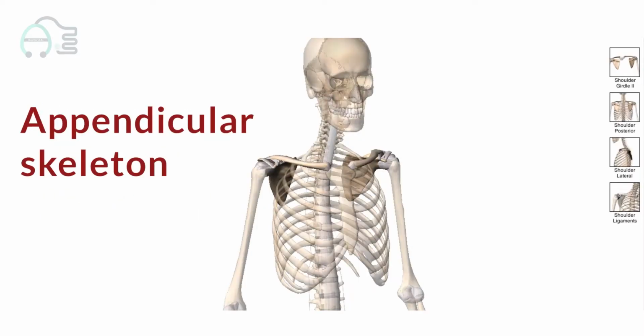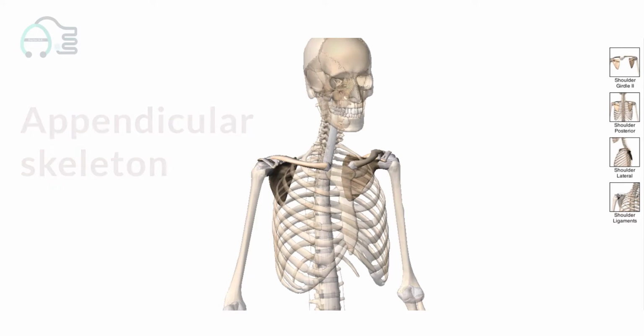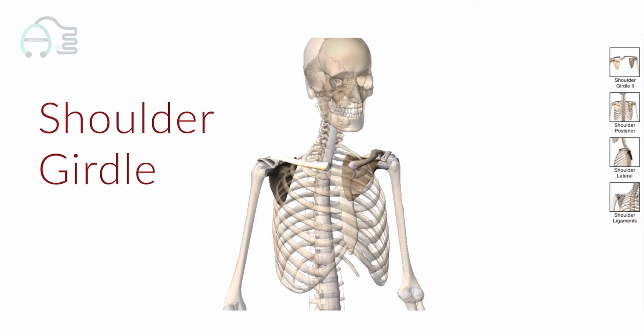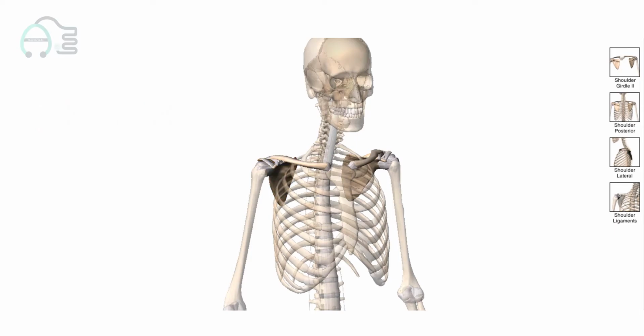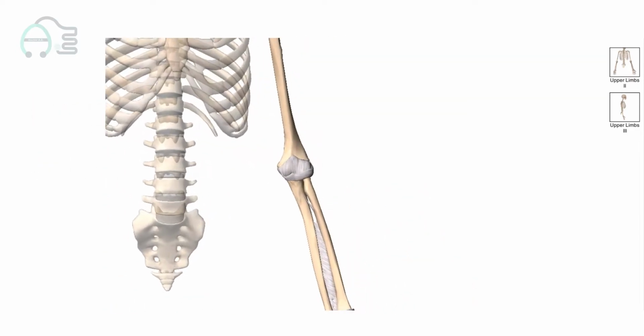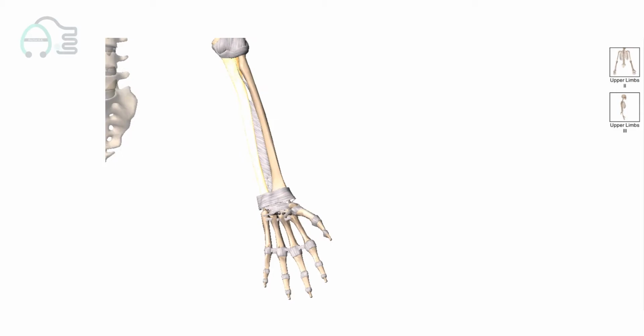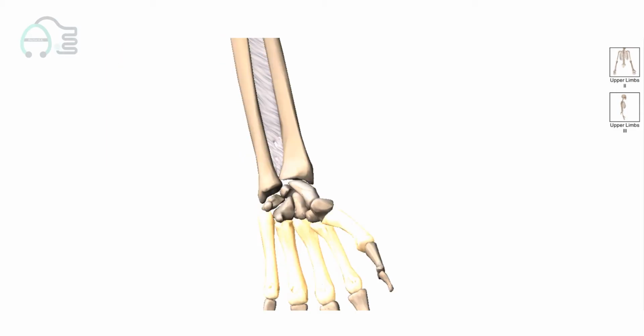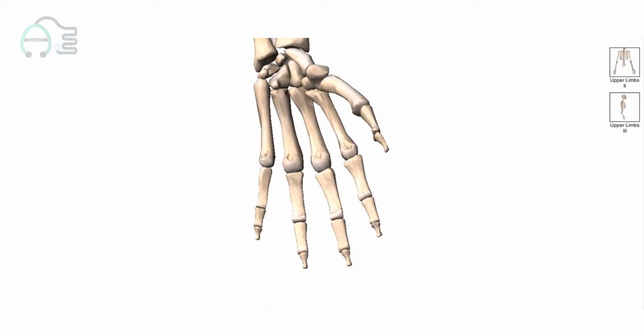Appendicular skeleton, which consists of the following structures. 2 shoulder girdles, which are the clavicle and scapula. It attaches the upper limb to the body trunk. 2 upper limbs, each one consists of 30 bones. These bones are humerus, ulna, radius, 8 carpals, 5 metacarpals, and 14 phalanges.